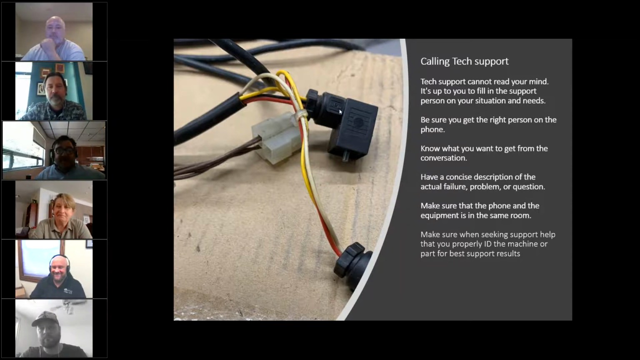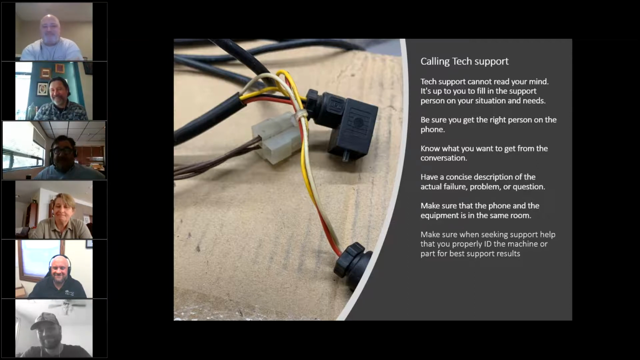And you want to make sure you get the right person on the phone. There are so many tech support people you call, they're looking at a decision tree. It's like asking them, do you understand this machine, versus, well, you pressed button A, the next line is you need to press button B. And you have an idea of what you want to get from the conversation. What do you want to know about this machine as you're working on it? Have a concise description of the actual failure and the problem and the question, and make sure that the phone, and Rachel captured this really well, make sure that the phone and the equipment are in the same room.